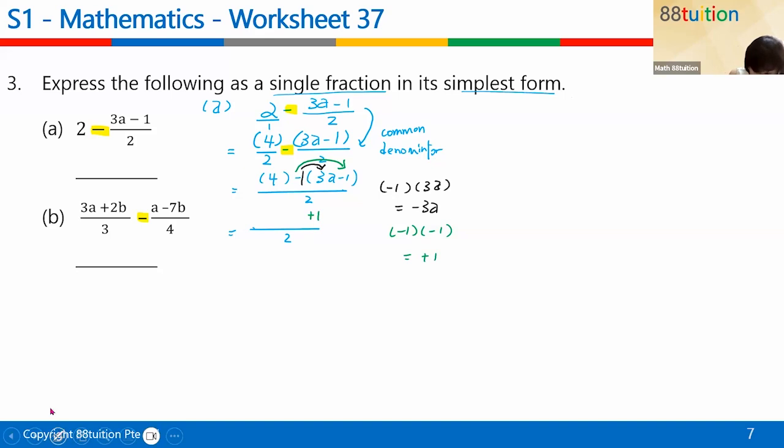So let's get down to here. Here will be negative 3a plus 1. My 4 stands alone here. So I have 4 minus 3a plus 1, right? So I can actually have 5 minus 3a over 2. Wait, 5, sorry, not 3.